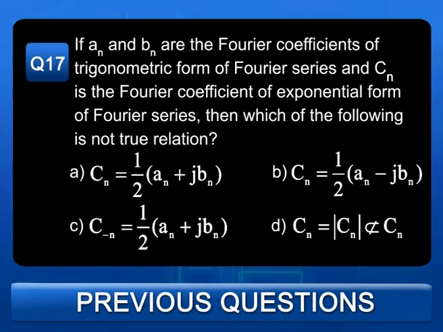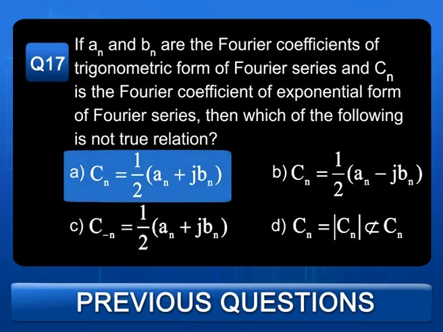Okay, let us see the choices. A, Cn is equal to half of an plus jbn. B, Cn is equal to half of an minus jbn. C, C of minus n is equal to half of an plus jbn, and D, mod Cn, which is a part of Cn. The answer is A, that is Cn is equal to half of an plus jbn is not a true relation.